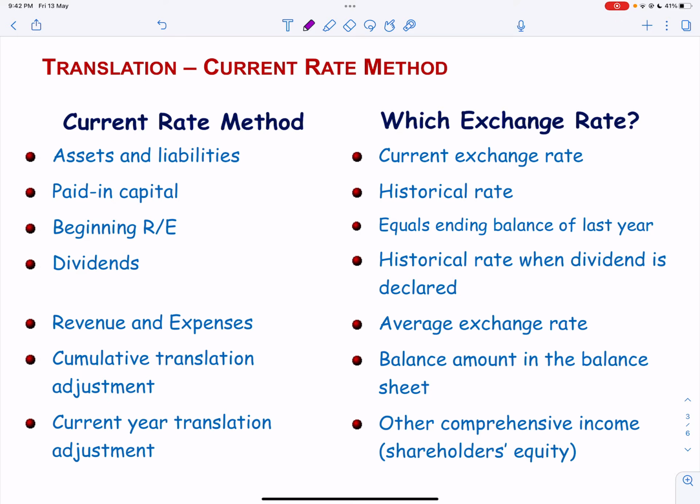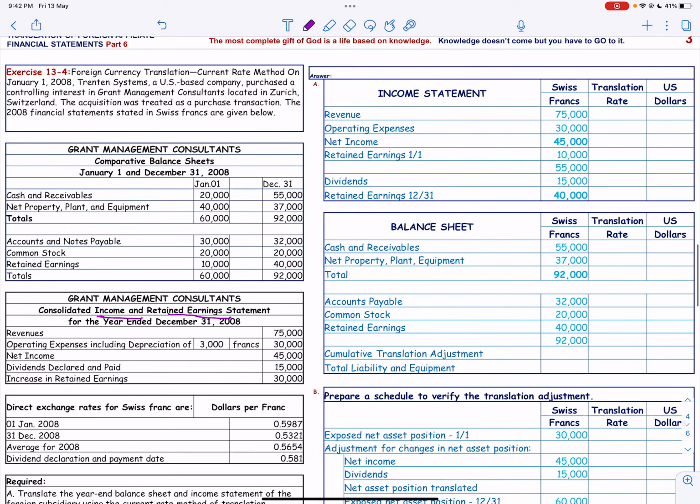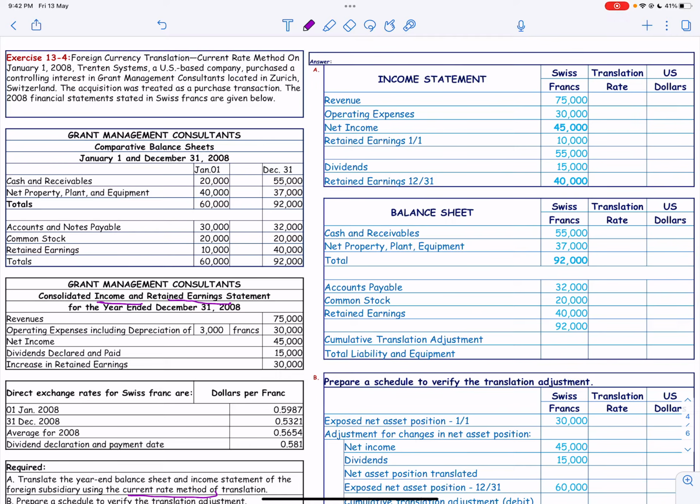The cumulative translation adjustment is recorded in the balance sheet and the current year translation adjustment is recorded under other comprehensive income in the balance sheet. Let us look into an exercise, and in this exercise there are two balance sheets, one at the beginning of the year and the second at the end of the year. We are also provided with an income statement and the numbers are in Swiss franc. This exercise is to be solved using the current rate method.